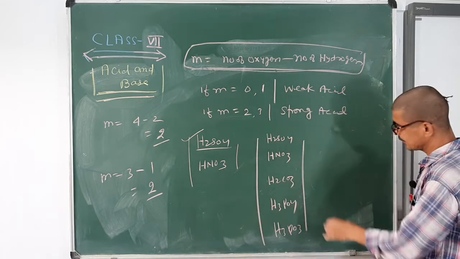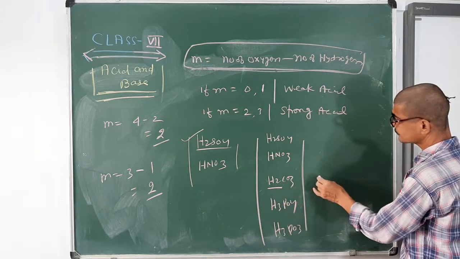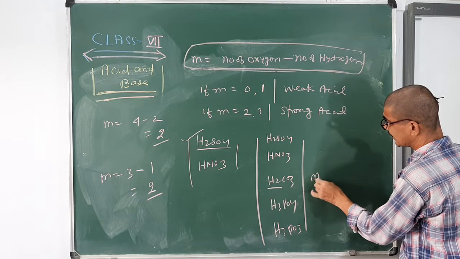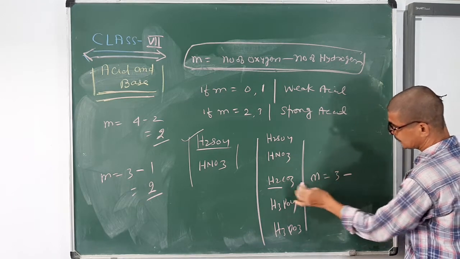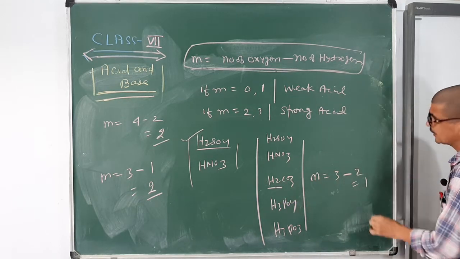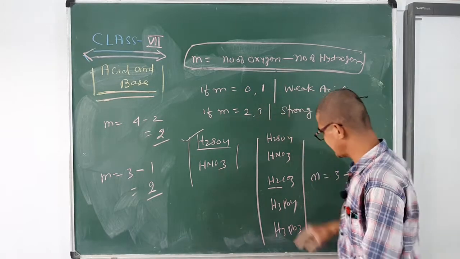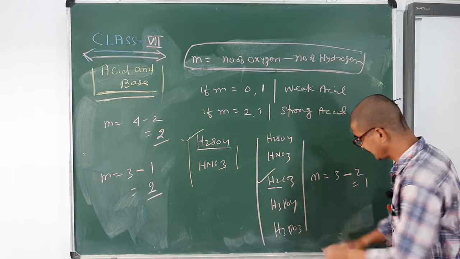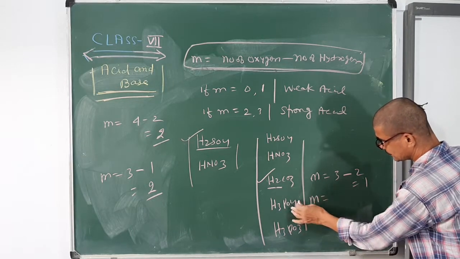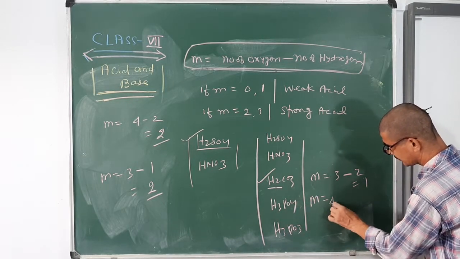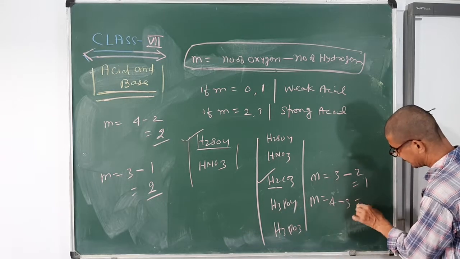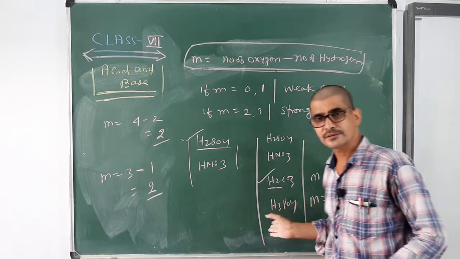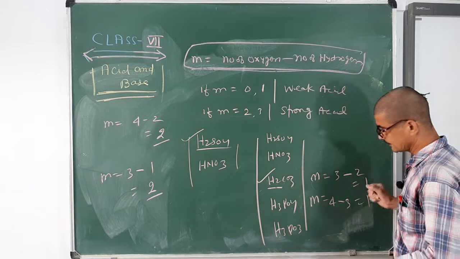In case of carbonic acid, M equals number of oxygen, which is 3, minus number of hydrogen, which is 2, equals 1. So it is called a weak acid. So carbonic acid is a weak acid. In case of phosphoric acid, just calculate the value of M. 4 minus 3, the number of oxygen is 4 and the number of hydrogen is 3, equals 1. So it is also known as a weak acid. Phosphoric acid is a weak acid.